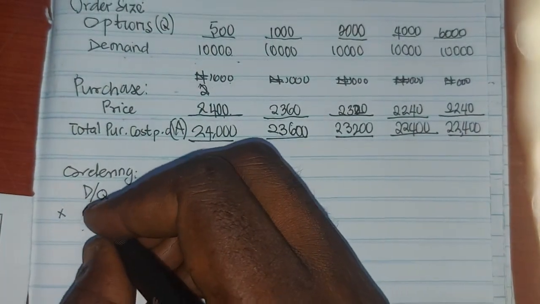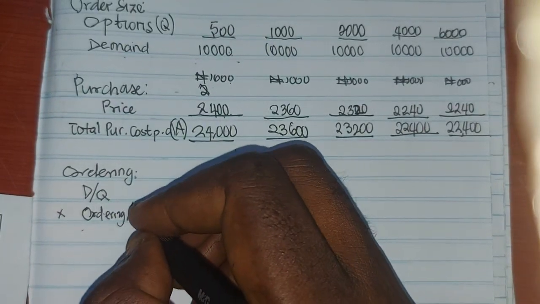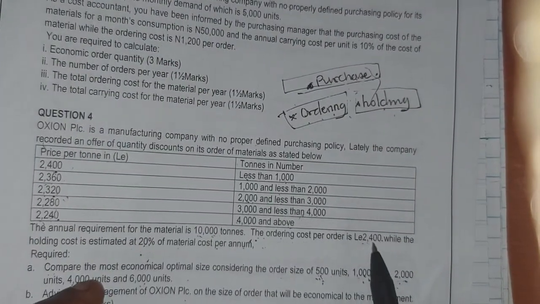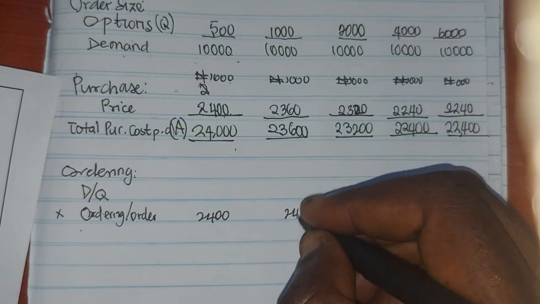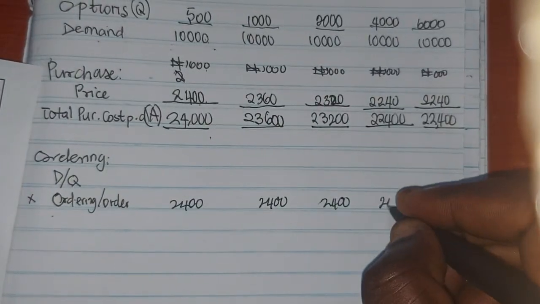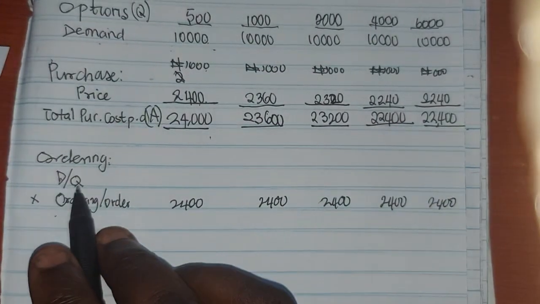So this is ordering costs per order, and that is given to be 2004. So this is 2004. 2004 is constant. 2004, and 2,400. Then D divided by Q.